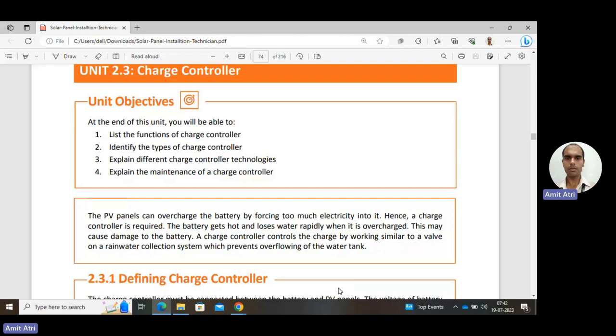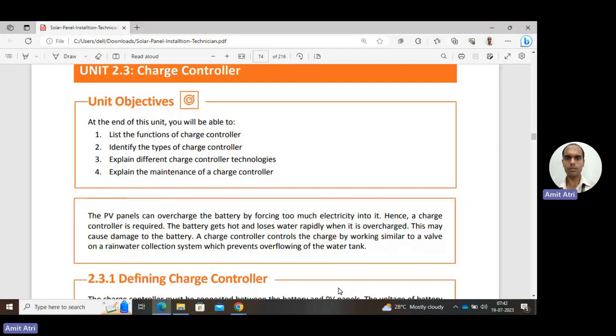Today we will be discussing unit number 2.3, that is charge controller. So in two sentences, how can we explain the function or the use of this charge controller? The solar photovoltaic panels can overcharge the battery by forcing too much electricity into it. During high availability of solar energy, the sunlight, more energy will be generated and the battery may be overcharged. Hence a charge controller is required.